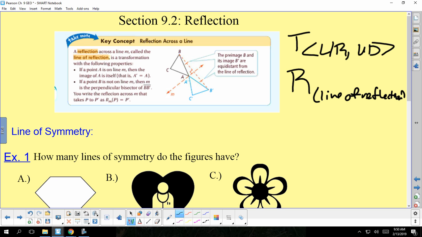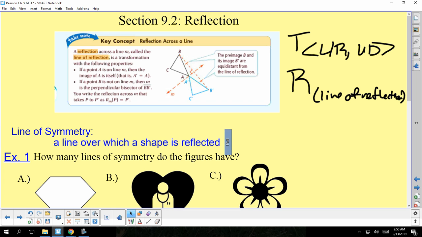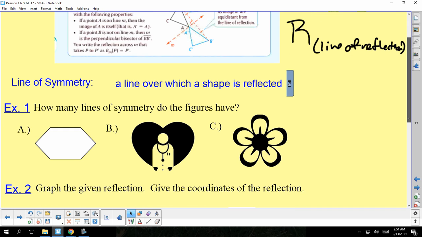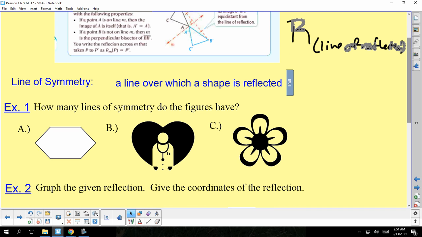And this could be in slope-intercept form. Right? It could be just labeled line L, anything like that. So a reflection creates symmetry in our shapes. A line of symmetry is a line over which a shape is reflected. Right, so it's going to create two equal things, two congruent shapes on either side.